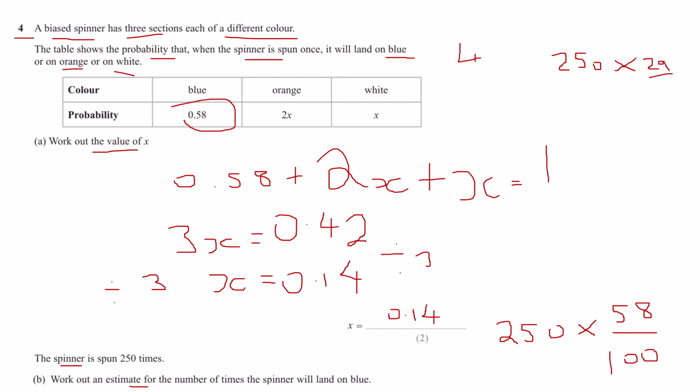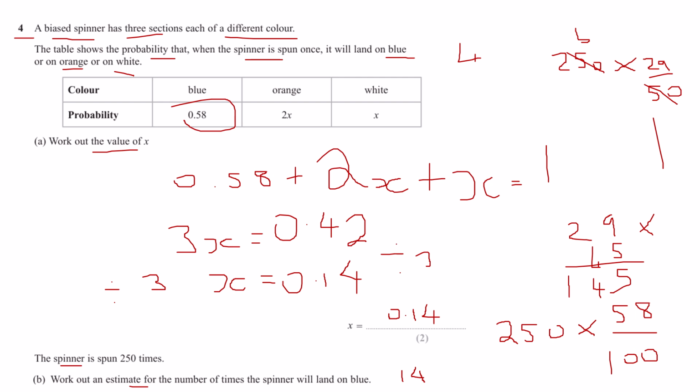Now I can do 250 divided by 50, that will give me 5. So I'm going to do 5 lots of 29. So 29 times 5. Again, check if you're unsure. 5 times 9 is 45, so 5 carry the 4, guys. And then 5 times 2 is 10, plus the 4 makes 14. So we expect there to be 145 times it lands on blue. That, guys, is our final answer.